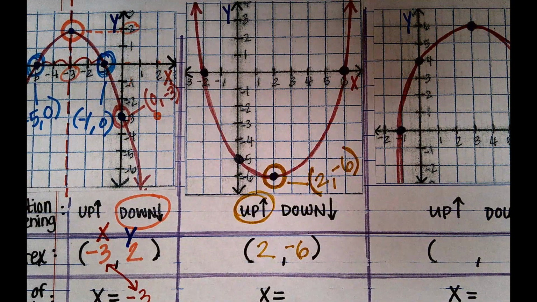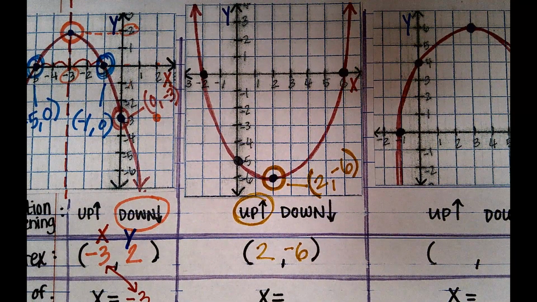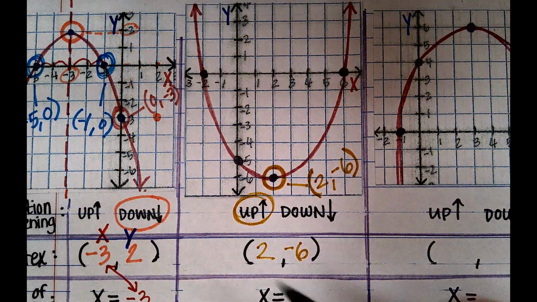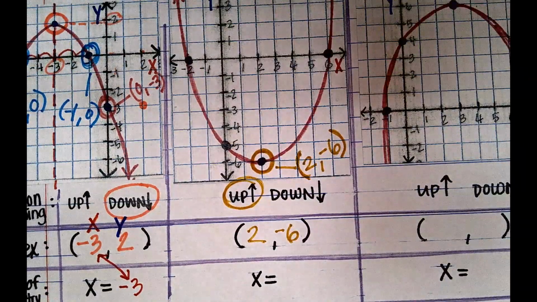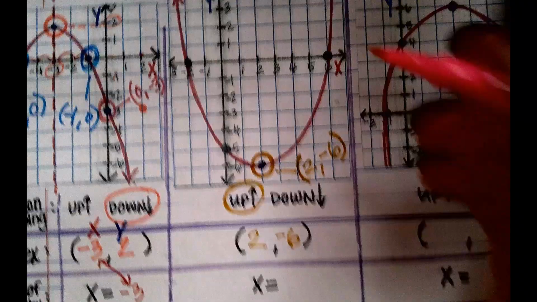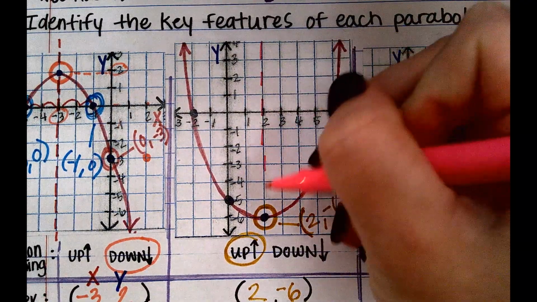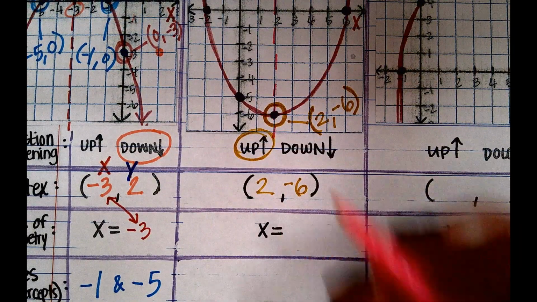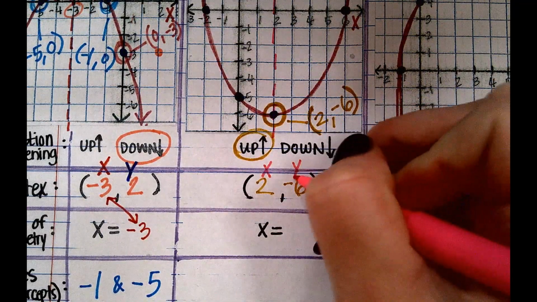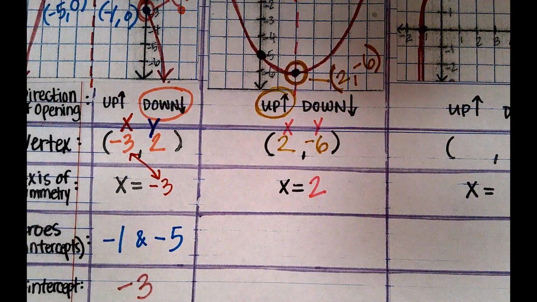Axis of symmetry. 2? Did I call on you? Did you raise your hand? Come on. It is 2. Yes. X equals 2. So I'm going to draw it going right through 2. And it matches this. X equals 2. Okay, next one. Raise your hand. Wait for me to call on you.